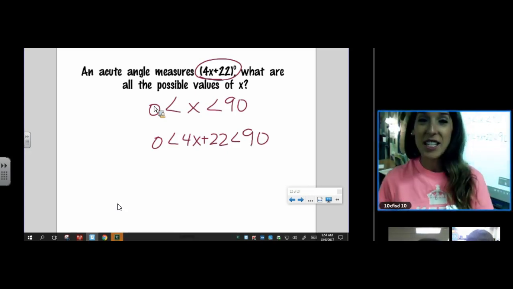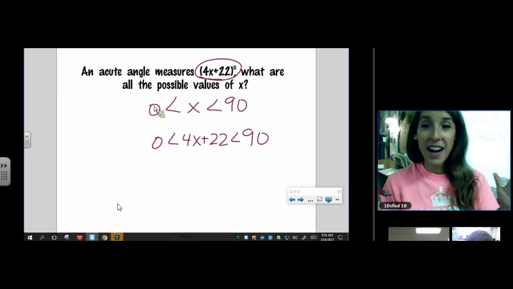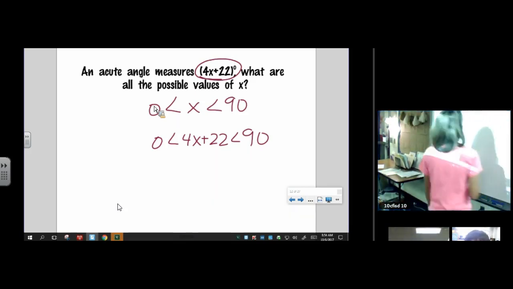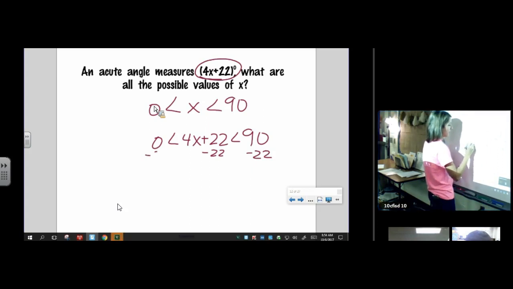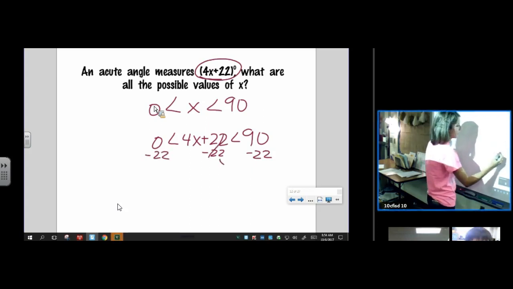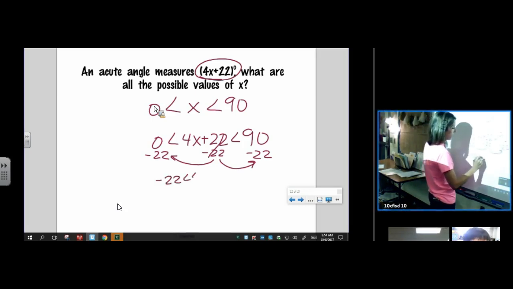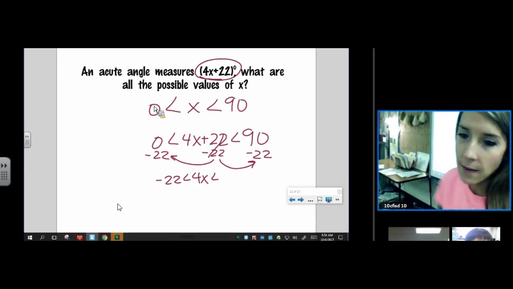Now this one is a double equation, kind of. There's 2 inequalities, one on either side. So we're going to do this double solving thing. It's really cool. So how would you solve for x? Well, you would subtract 22 from both sides. But actually, you're going to do it on all sides this way. Fancy, fancy. Okay, so now we have negative 22 is less than 4x is less than, what? 68?